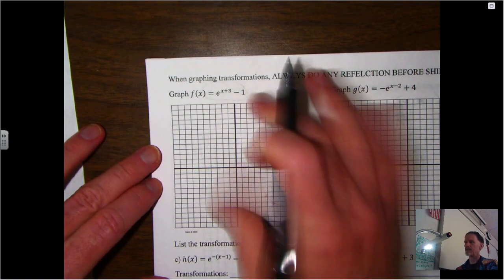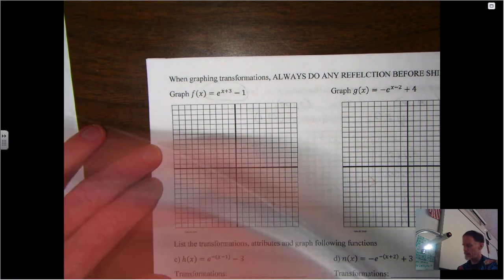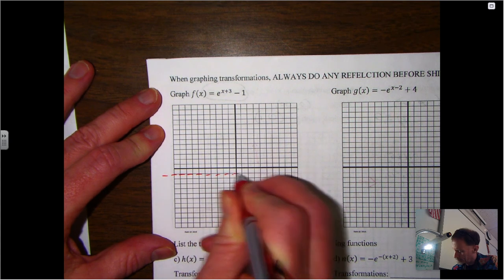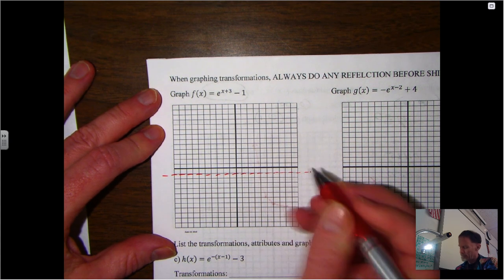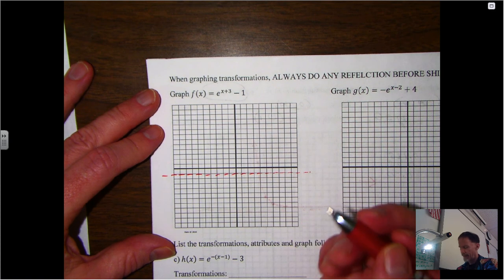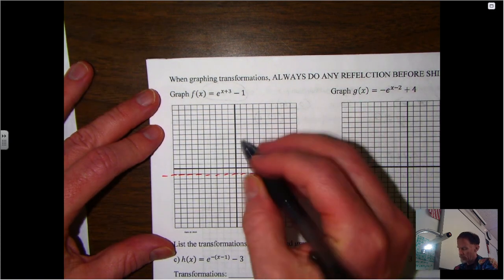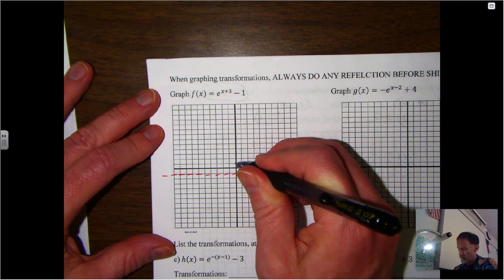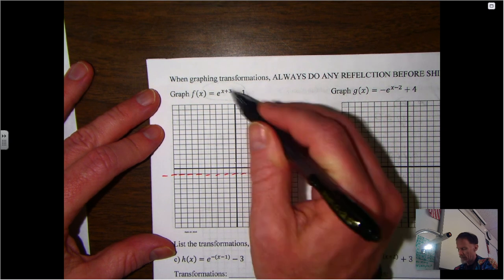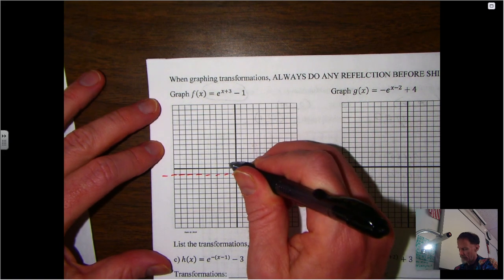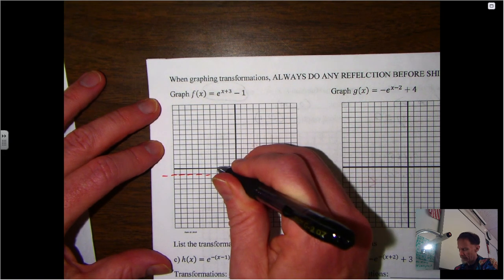So again, this is the same function we just had. I'm going to put my asymptote at negative 1. That's the easiest thing to graph first. And then my critical point, remember, starts here at 0, 1. And then I'm going to shift left 3, down 1. It's going to end up being right here.